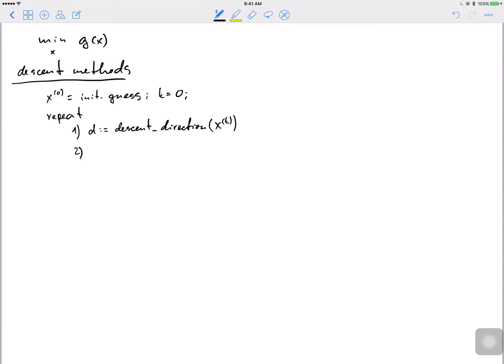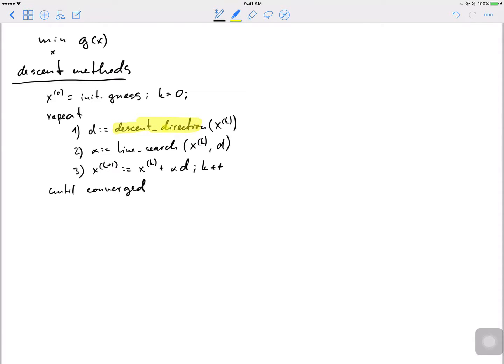Second, the very important part is the line search. Line search takes the current state where we currently are, the xk, and the descent direction, and computes alpha, which is just a scalar, which tells us how far we move. And that's the third step, the actual move. So xk plus 1 will be just xk plus alpha d. And then we increment this counter, and this is all repeated until we have converged. All right, so this is very much pseudocode, because finding the descent direction needs to be figured out. The line search has to be figured out, and this stopping criterion is another big variable of that algorithm, right?